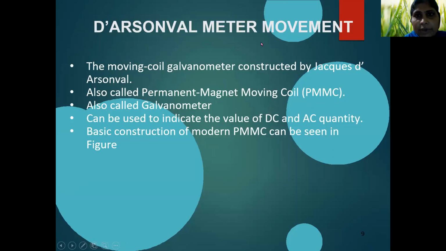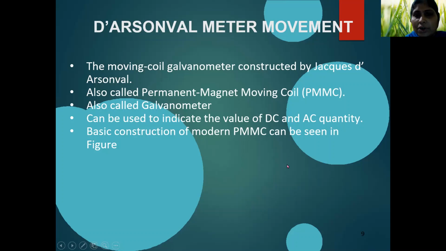The d'Arsonval meter movement, the moving coil galvanometer, is also called d'Arsonval meter movement, and it was constructed by Jacques d'Arsonval. This is also called permanent magnet moving coil meter, PMMC. This is also called simple galvanometer. So it can be used to indicate the value of DC and AC quantity.